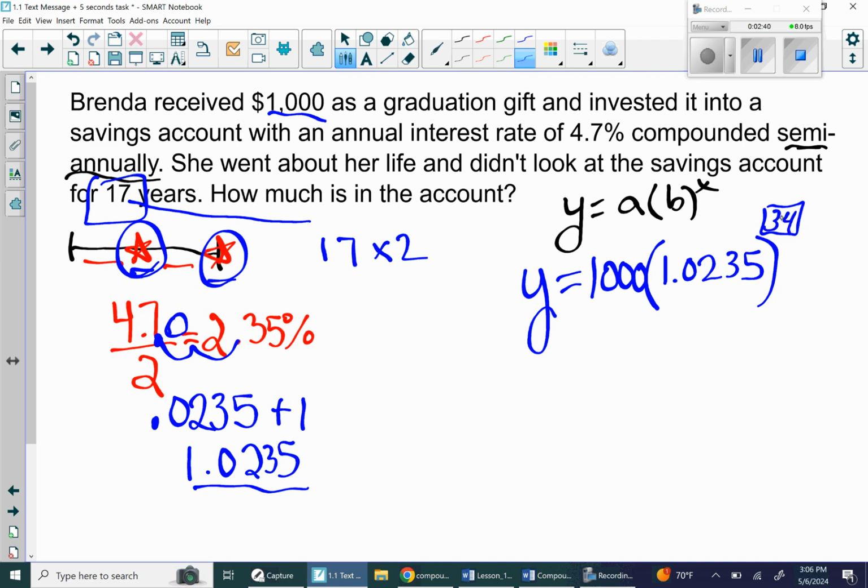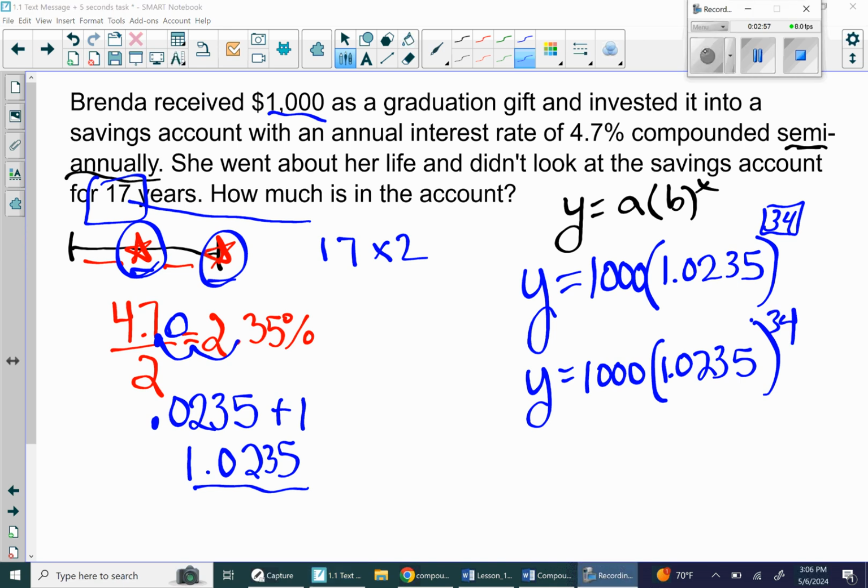And this is truly just problem solving and thinking through logically. So our equation, y equals $1,000 times the interest rate, 1.0235, to the 34th power. We're going to just put that in our calculator. It's calculator ready. And if I put that in my calculator, I end up with $2,202.86, which is kind of cool because we didn't do anything.